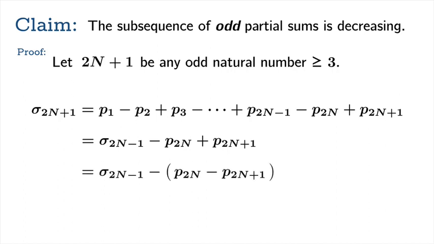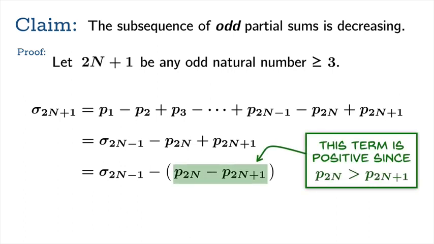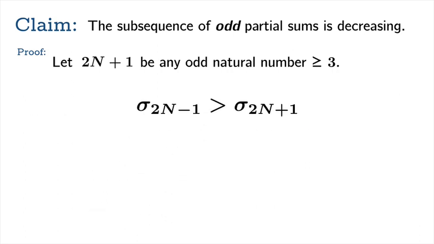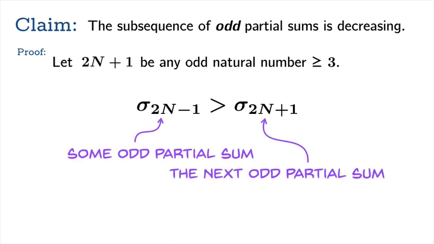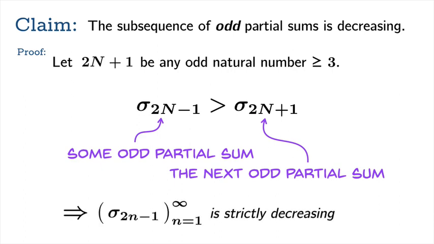And so we get this relationship here. And we're going to factor out the minus sign. And recall that the sequence of p sub k's is strictly decreasing. So p2n has to be larger than p2n plus 1. And that means the term inside this parentheses here is actually positive. And that means that sigma 2n minus 1 has to be larger than sigma 2n plus 1. So now what do we have? Here's some odd partial sum, and here's the very next odd partial sum. And that relationship tells us that the sequence of odd partial sums is strictly decreasing.